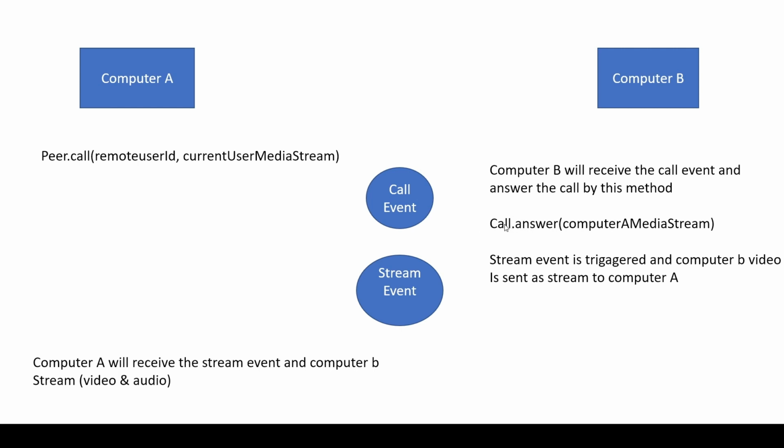After that, when the call is answered by computer B, the stream event is automatically triggered, because whenever a call is answered by some peer, the stream event is triggered. Just ignore these spelling mistakes, but whenever computer B answers this call, this particular event is triggered, right? Computer B's video is sent and computer A will receive it as a stream. So when computer A receives this stream, both the users can see each other's videos. So let's go back to the coding side.